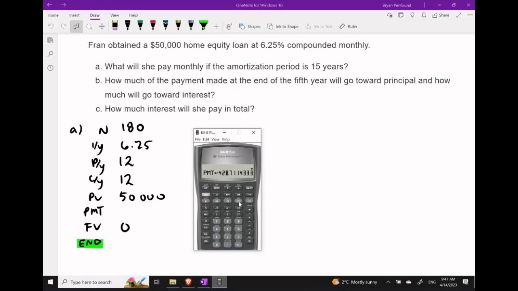$428.71. And notice here that the calculator does give this to us as a negative value because it's showing to us that we will be paying down this loan or giving this amount of money, this payment, to the bank.